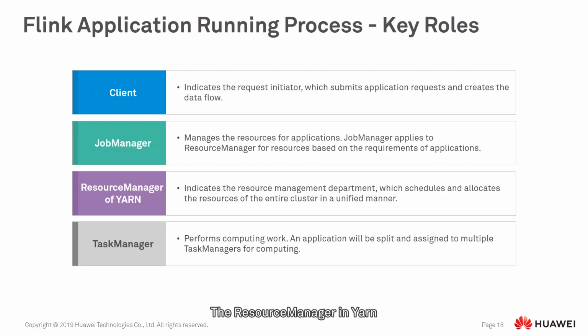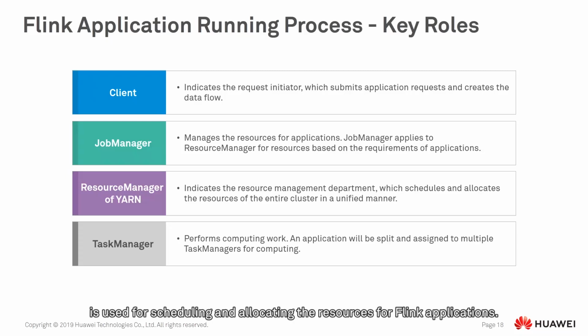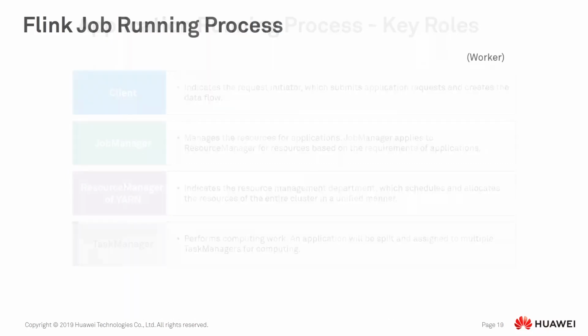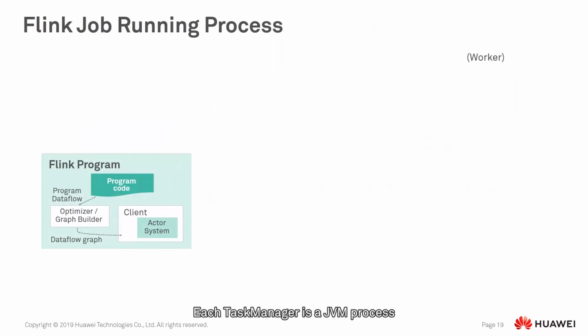The ResourceManager in YARN is used for scheduling and allocating the resources for Flink applications. The TaskManager here is a service execution node of Flink. It executes specific tasks. A Flink system could have multiple TaskManagers, and these TaskManagers are equivalent to each other. Each TaskManager is a JVM process and may execute one or more subtasks in separate threads.